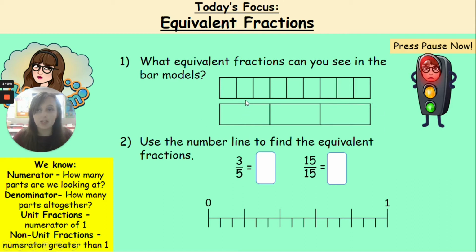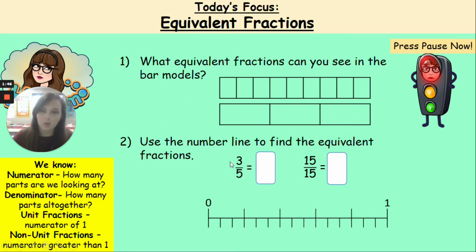They've been split into different amounts, but both of them, if we put them on top of each other, would be worth the same. So these bar models are going to help us spot some equivalent fractions. How many ninths, so how many out of 9, is worth the same as how many out of 3?